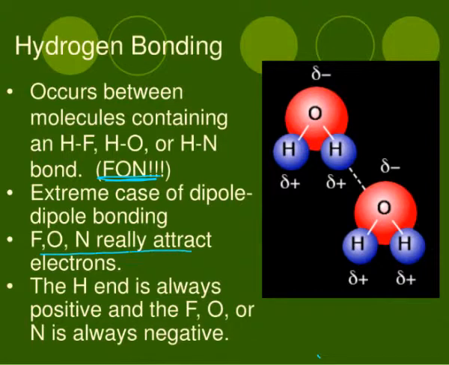Because these ones really attract those electrons. They're the most electronegative. They are aggressive in bringing in electrons, which we talked about back in Unit 4. Note to self, the H end is always going to be positive, so therefore the F, the O, or the N is where your negative piece comes in. And that's what this picture shows.